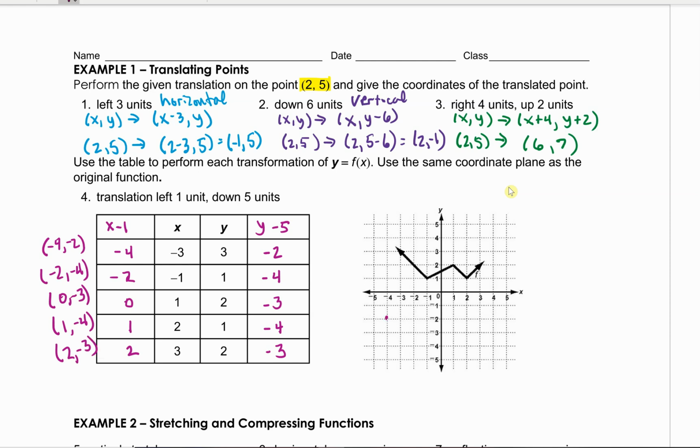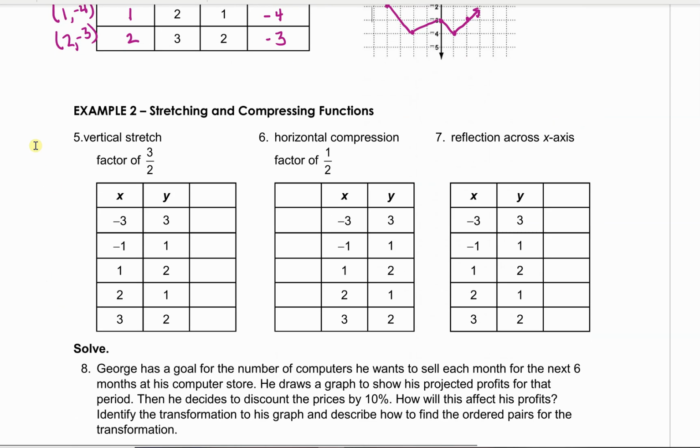So let's see. Negative 4, negative 2 is going to be right there. Negative 2, negative 4, right there. 0, negative 3, right there. 1, negative 4, right over there. 2, negative 3, right there. So basically, we got that going on. And even though my drawing isn't perfect, the shape doesn't change. When we translate and move stuff around, we're not changing shape. We're just changing location.